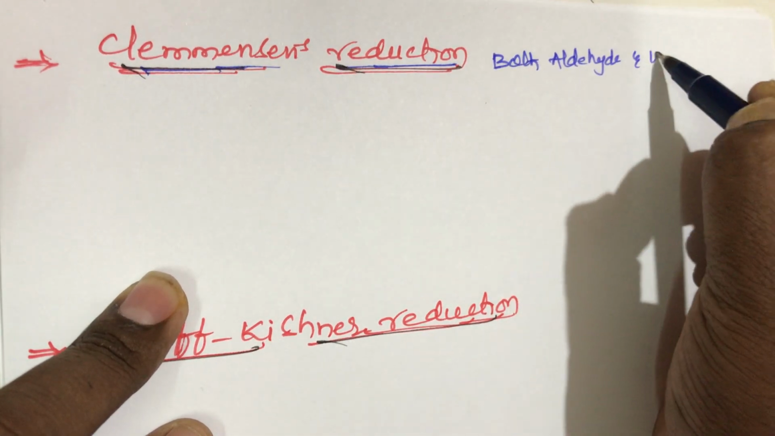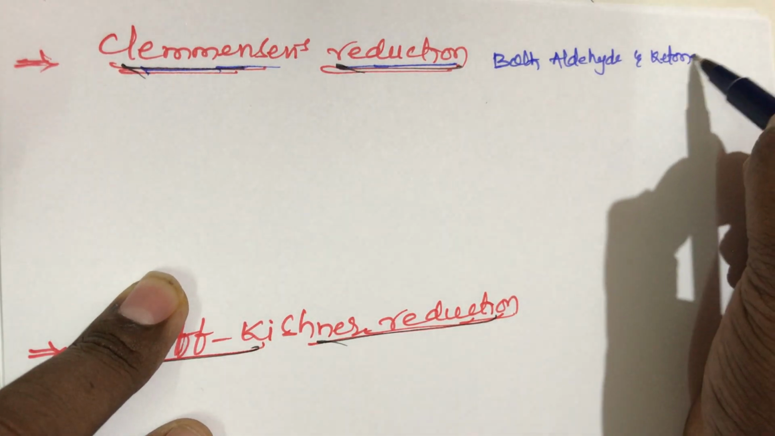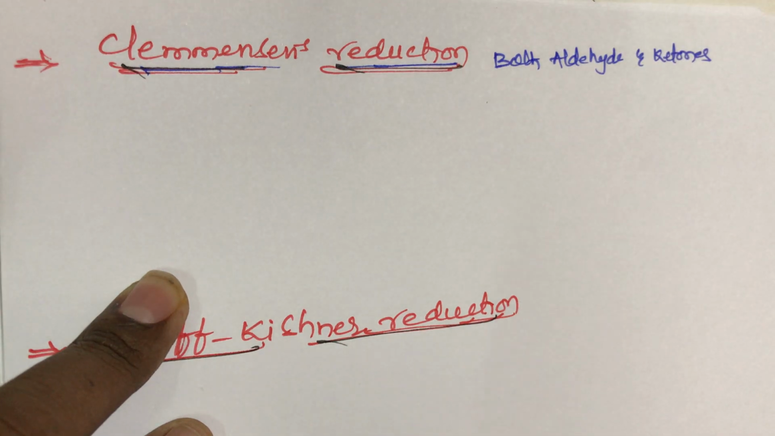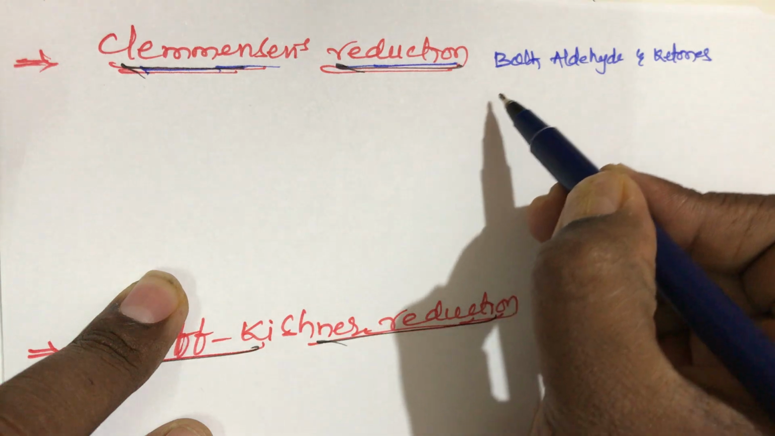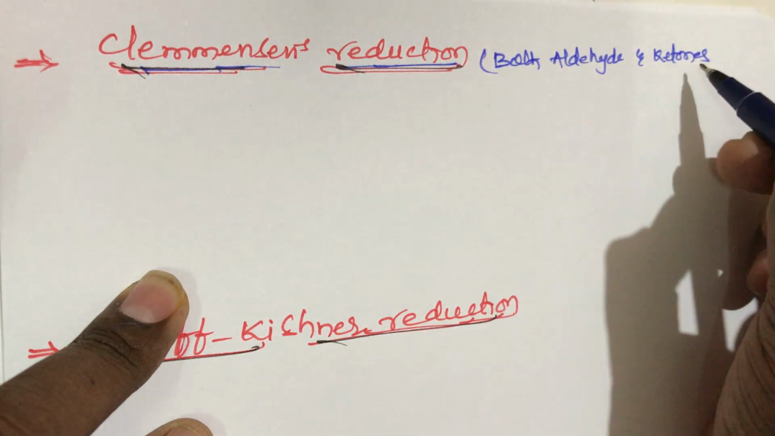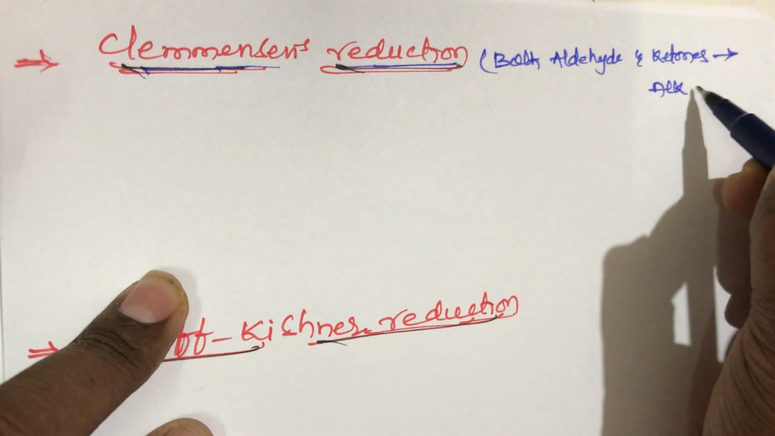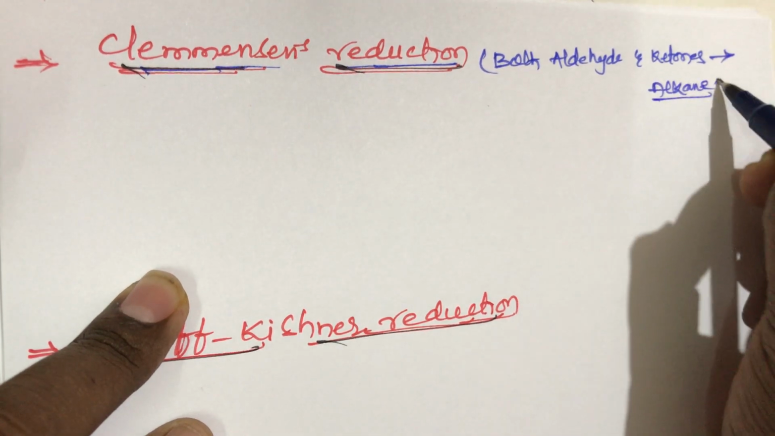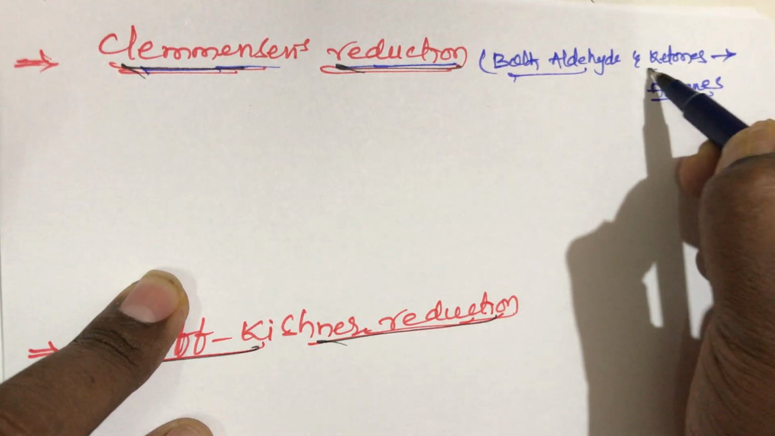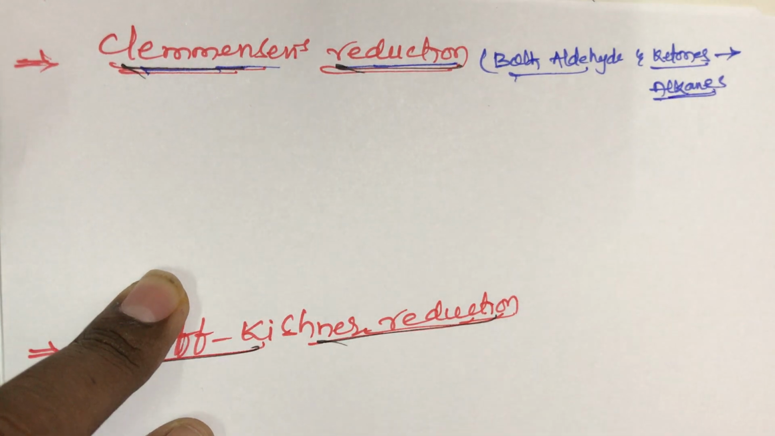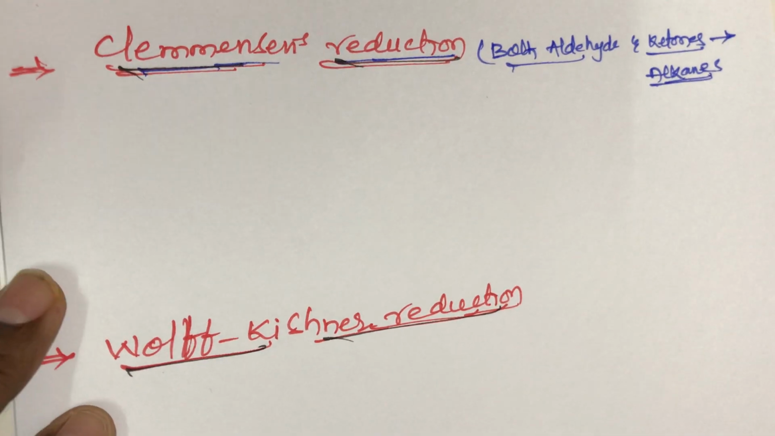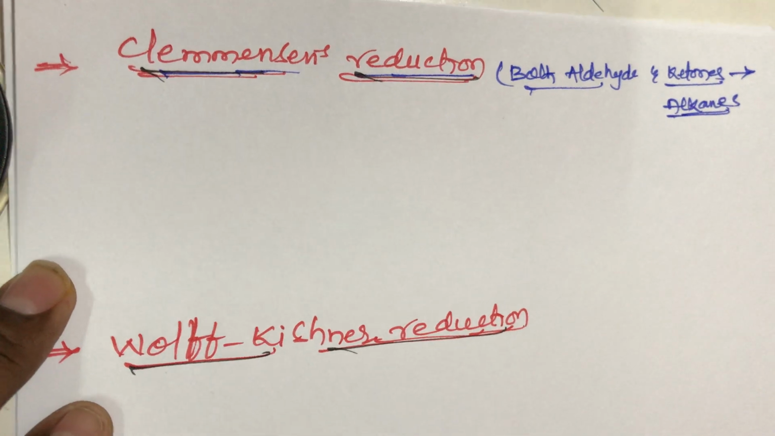Both aldehydes and ketones, from Clemmensen reduction, are converted into alkanes. It is also very important, students. Both aldehydes and ketones are converted into alkanes from Clemmensen reduction. Now take the example for Clemmensen reduction, students.